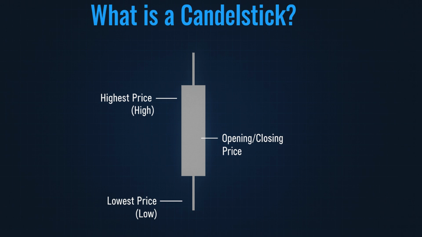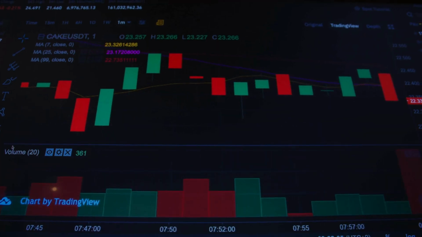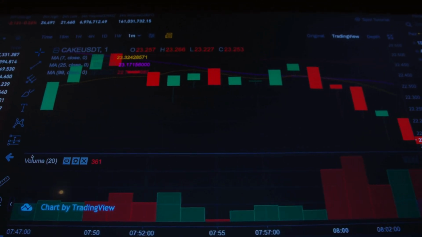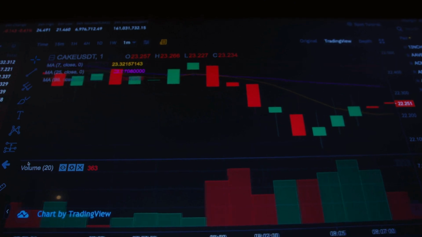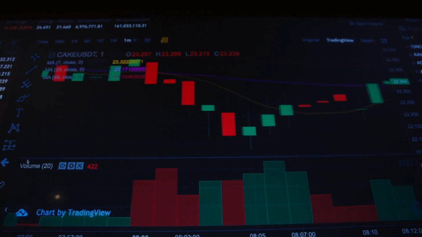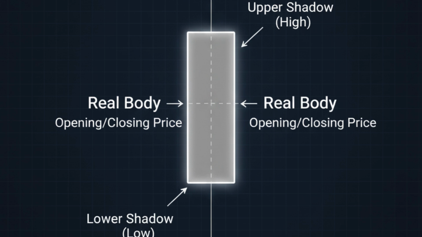No, not the kind you light for dinner. This is a charting candlestick, and it's your window into understanding market behavior. Think of each candlestick as a neat little summary of a stock's price movement over a specific period, maybe a minute, an hour, or a whole day. Every single candlestick gives us 4 crucial pieces of information about price.